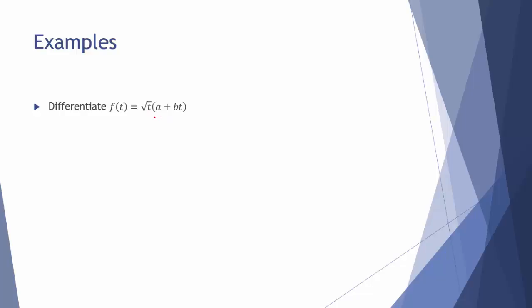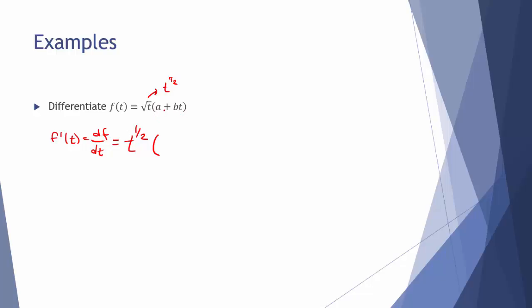And since we've been talking about product rule, let's go ahead and get some practice using that. So I'm going to do this using product rule. So the derivative of f at t, or df dt, is found by the first function. Now keep in mind that the square root of t is the same thing as t to the 1/2. So that's the first function, t to the 1/2, times the derivative of a plus bt.